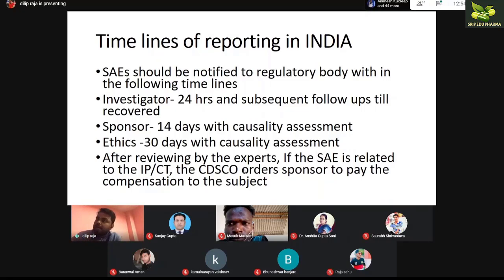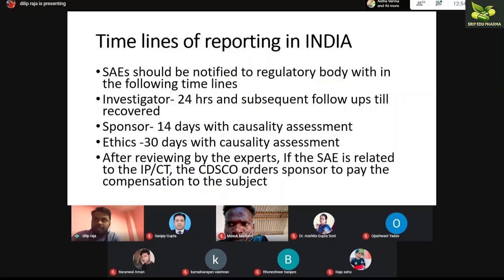So the regulatory authority will receive the SAE report from all three stakeholders: the PI within 24 hours, the sponsor within 14 days, and the ethics committee within 30 days. Now, as I said, the investigator will be reporting the SAE within 24 hours, right? But he has to regularly submit the follow-ups till the subject recovers from the SAE.